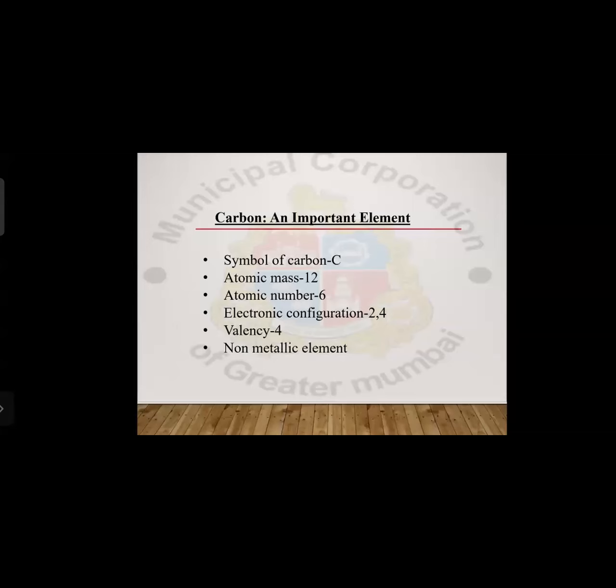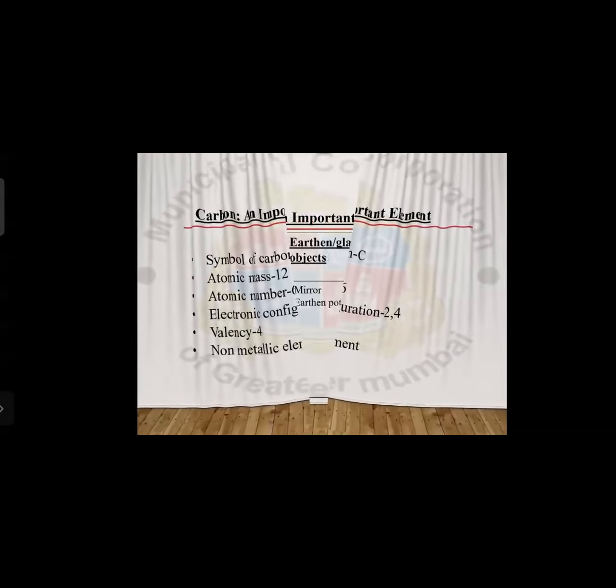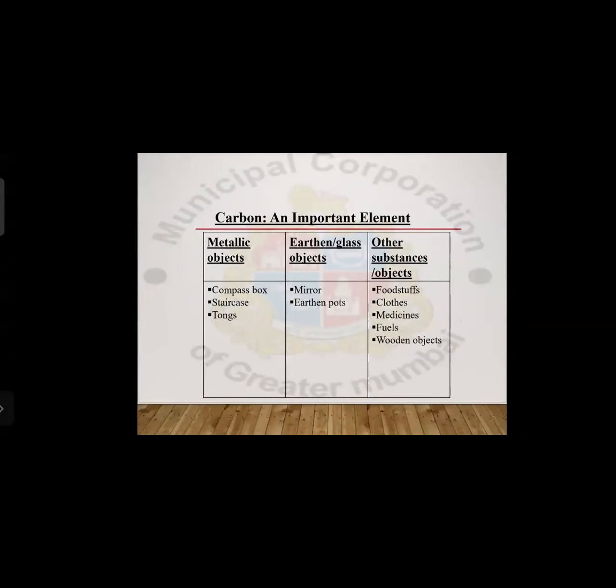After this, you have one table on page number 138. You are asked to prepare a list of all the substances or objects that you use in your daily life from morning till night, and divide those substances into the columns in the following table. Make a list of all things which you use throughout the day, right from your eating, walking, any activity, all your materialistic things. Divide them into metallic objects, earthen or glass objects, and other substances.